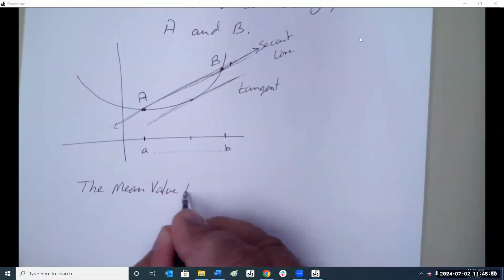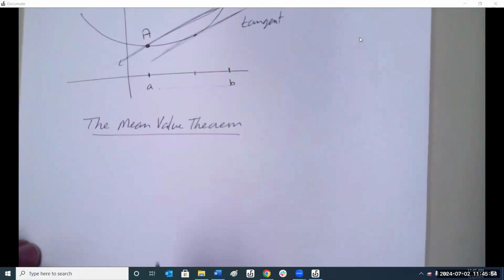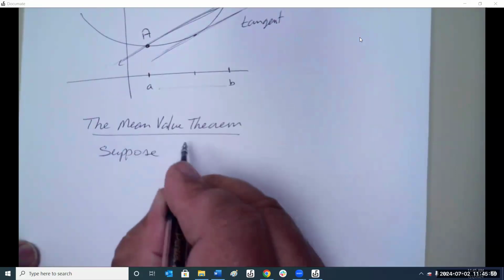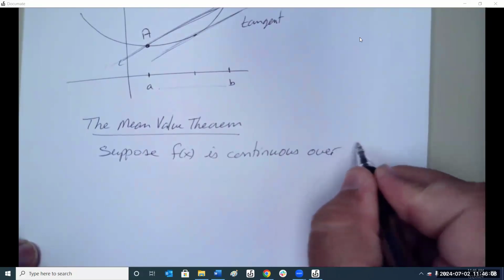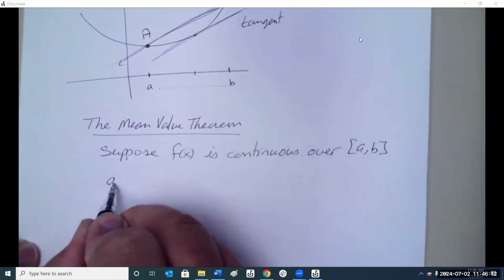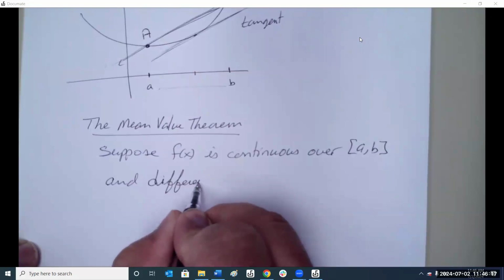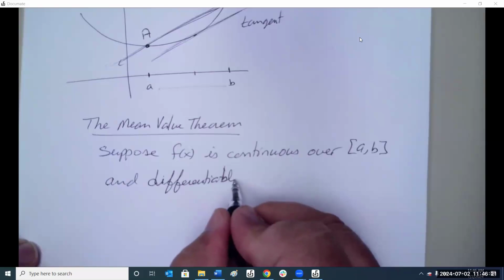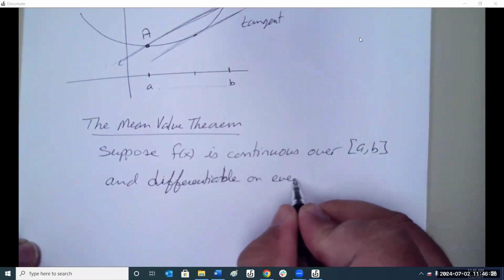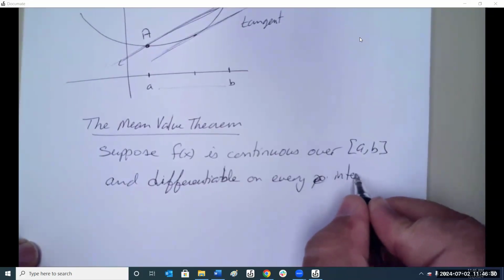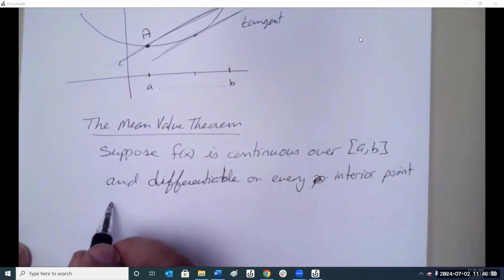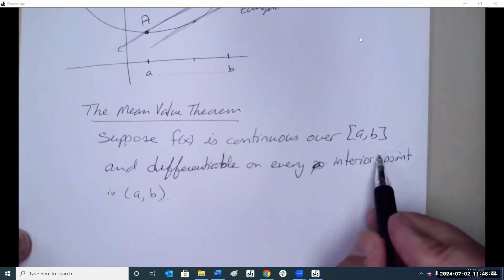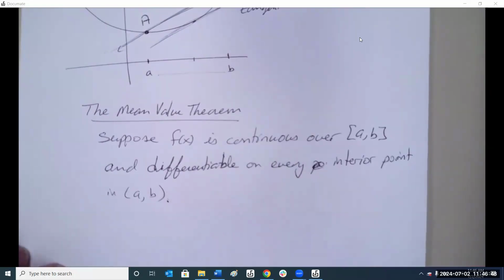Here's the mean value theorem. Suppose f of x is continuous over the entire closed interval AB and differentiable on every interior point in the open interval AB, because interior points cannot include the outside points. So suppose f is continuous on the closed interval and differentiable at every point.